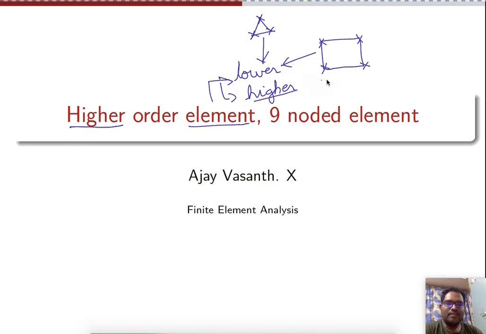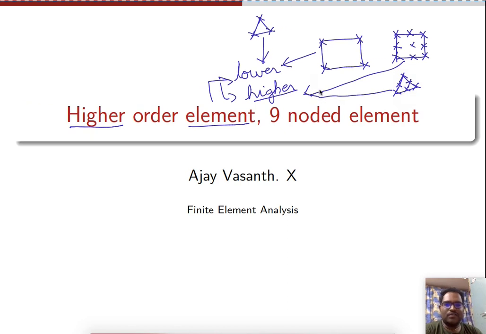Whereas a higher order element again has two categories, but for now we'll consider a higher order element as having nodes not only at the edges but at some other positions also. So this particular category will fall under the higher order element. Similarly, if you take a triangular element, a lower category, and it has other nodes present in it, then it falls under the category of the higher order element.